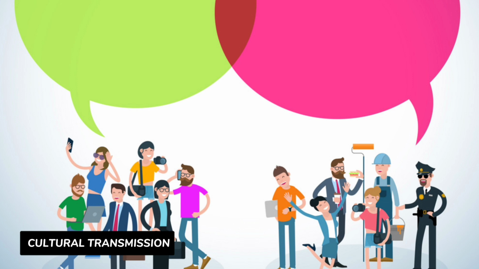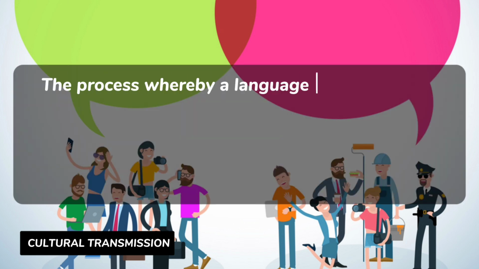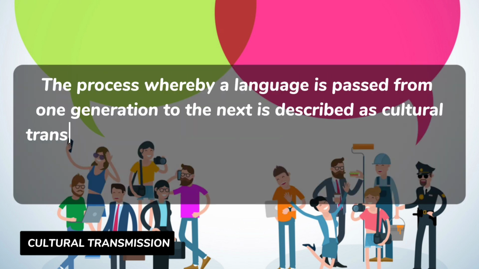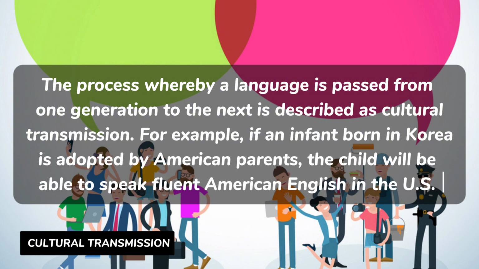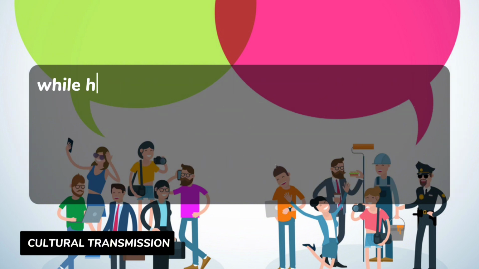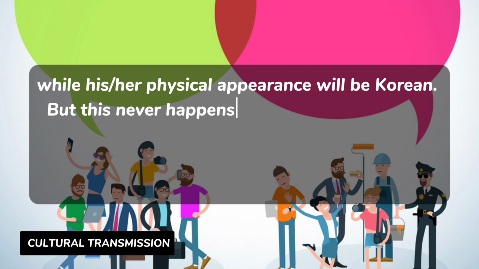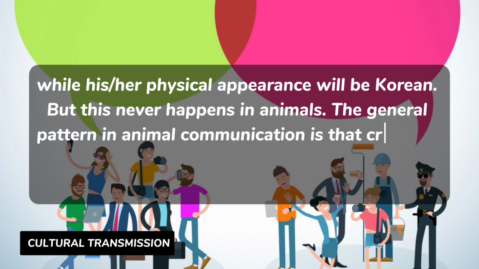We're moving on to cultural transmission. The process whereby a language is passed from one generation to the next is described as cultural transmission. For example, if an infant born in Korea is adopted by American parents, the child will be able to speak fluent American English in the US, while his or her physical appearance will be Korean.